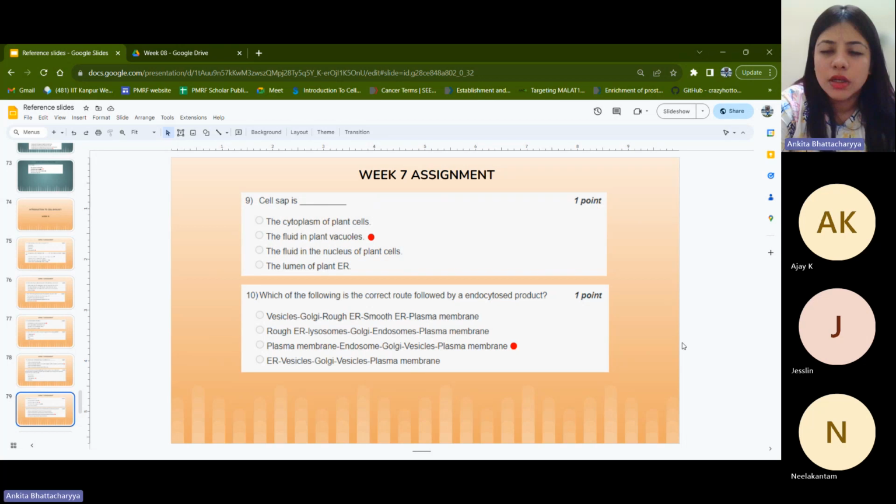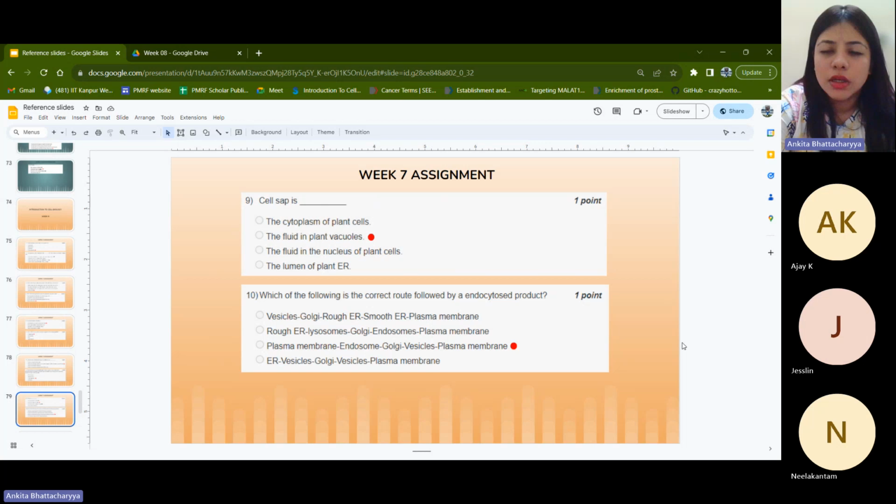Coming to the last two questions of the previous week's assignment. As part of question 9, we were asked that cell sap is A, the cytoplasm of plant cells, B, the fluid in plant vacuoles, C, the fluid in the nucleus of plant cells, or D, the lumen of the plant ER. So cell sap, as you can understand, is the fluid which is present within the vacuoles of plants, and therefore option B is correct.